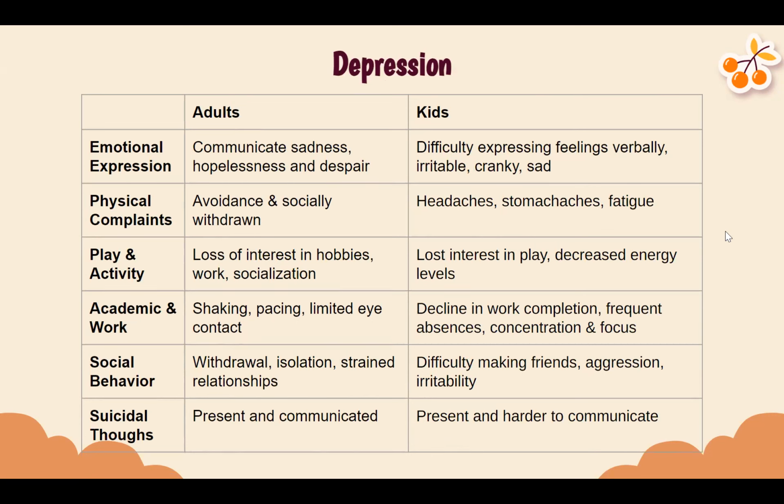The next one is depression. And again, depression looks different in kids than it does in adults. In adults, you can communicate sadness, hopelessness, or despair. When I work with clients, depression is usually on the spectrum from I feel really sad to I feel nothing, right? So the sadness and numbness. In kids, they might have difficulty expressing their feelings verbally, but they might be irritable and cranky, and they might appear sad to you. Physical complaints, again: headaches, stomach aches, fatigue.